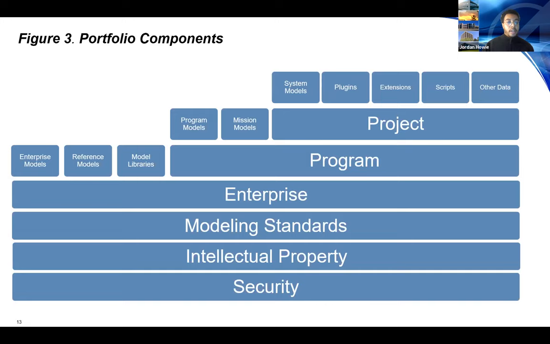Here's a breakdown of the different components of a model portfolio that are determined in the initiation phase. At the highest level, you have the governing components that include security, intellectual property, standards. Then the enterprise level breaks down into your program and higher level enterprise models and libraries. And then you break that down to a program level and more specific models, such as models and projects, and at a lower level you end up getting your lower level assets under your projects, such as plugins, extensions, scripts, and things like that. Next slide, please.